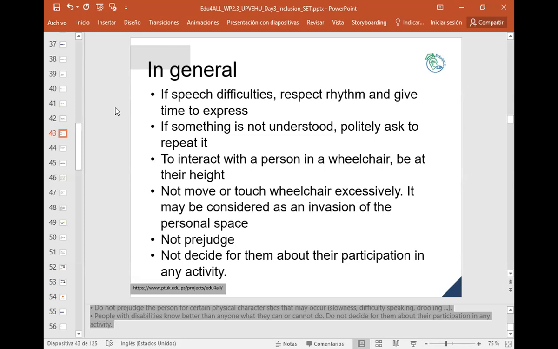Do not prejudge the person for certain physical characteristics that may occur: slowness, difficulty speaking, drooling. People with disabilities know better than anyone what they can or cannot do. Do not decide for them about their participation in any activity. This last point is very important.